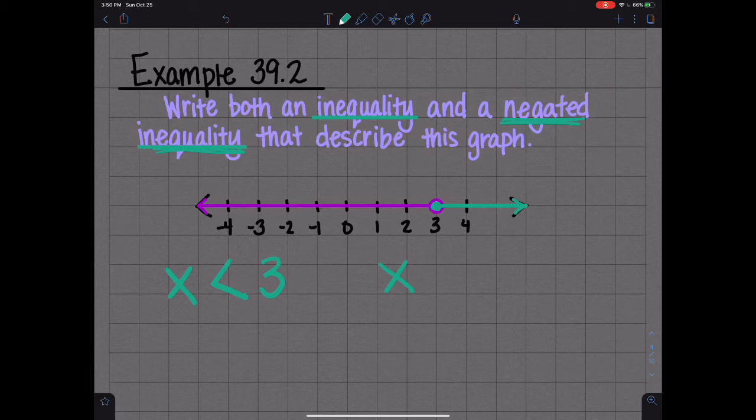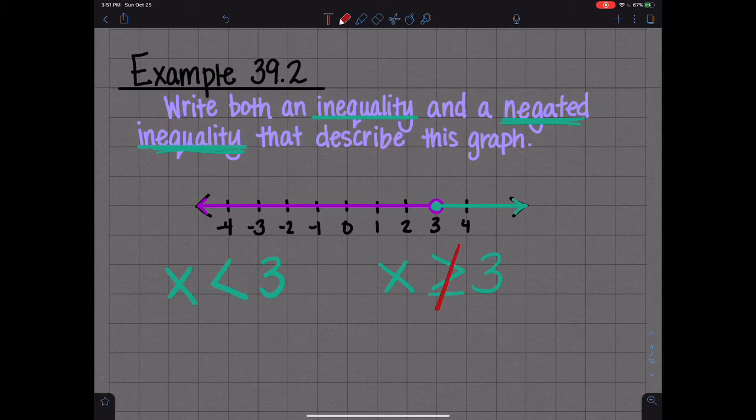So I'm just going to write the answer as if it were that green line. So X is greater than or equal to 3, and then I'm going to say not. So X is not greater than or equal to 3. So that's one way to do it. You don't have to draw that second line. You can just look at it and say, well, 3 is not included, and anything greater than 3 is not included. So just write that inequality.